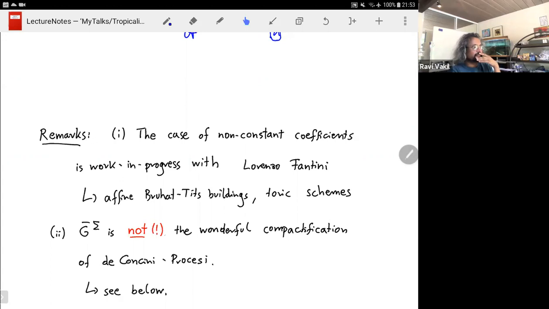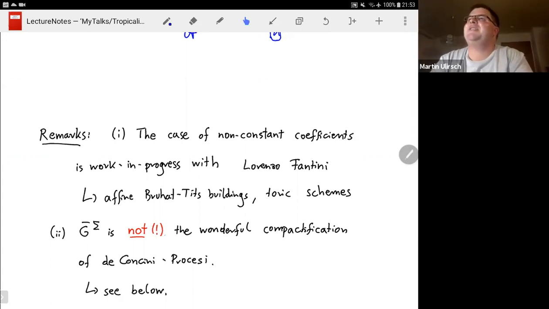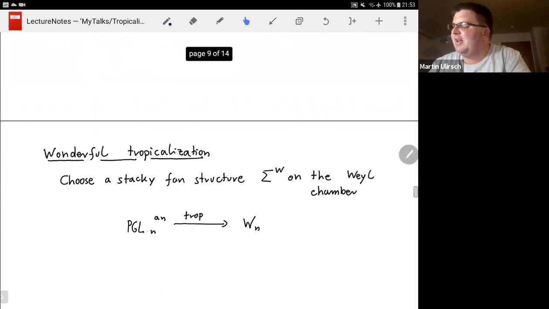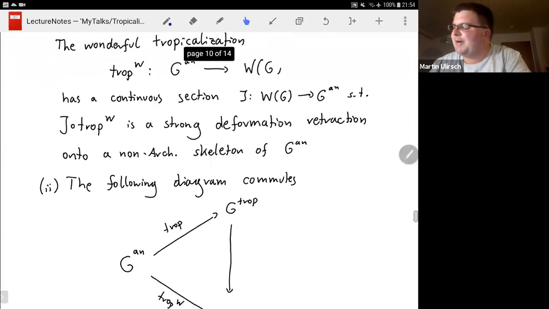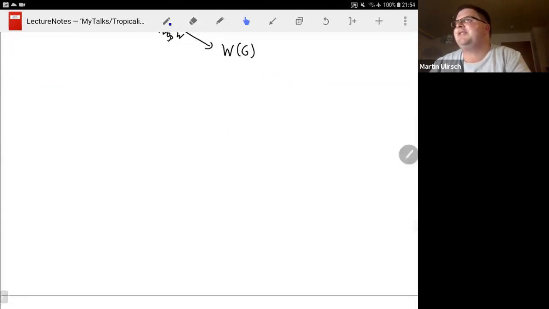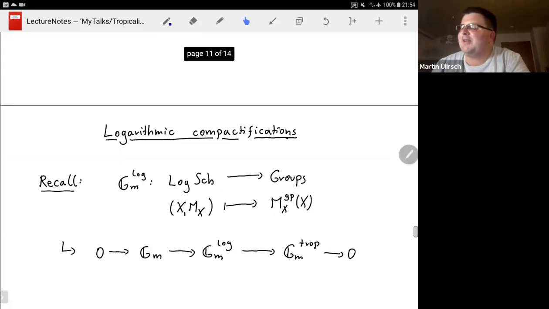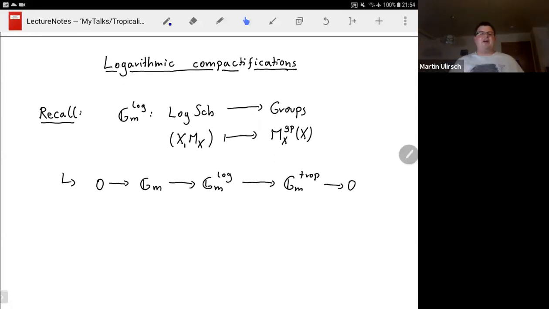Okay, then maybe I'm going to skip the next part, which is truly wonderful, but maybe not what we want to do here. Because you can also look at the wonderful compactification of G and define a tropicalization for this, and that's an alternative approach, and you have some nice compatibility between those two things. But all of these things I'm going to skip in the interest of time, and I'm going to talk about something logarithmic now, which I find a much better justification of why one should care about this.